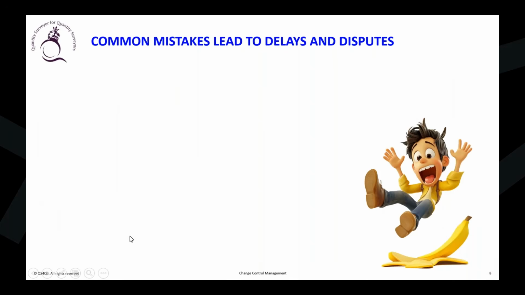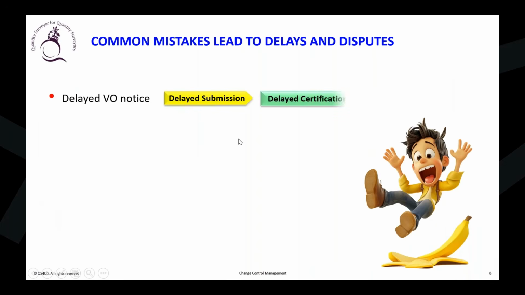Okay. The first mistake, we can say, is the delayed variation order or the notice. What will happen if you are delayed with your entitlement or contractual provision to issue the variation notice? You are going to submit the variation also a little bit later. So if you submit the variation proposal later on, what's going to happen with the payment? This is also going to come later. So you must know many contractors suffer cash flow problems because of this.